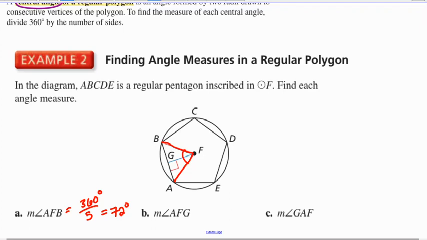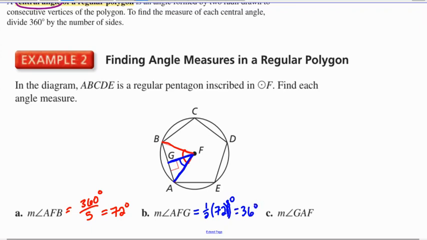Okay. Our next one here, if we want to find the measure of angle AFG, so AFG is going to be this angle right here. Okay. And that's simply going to be half of the central angle that you found. So half of 72 degrees is going to be equal to 36 degrees.